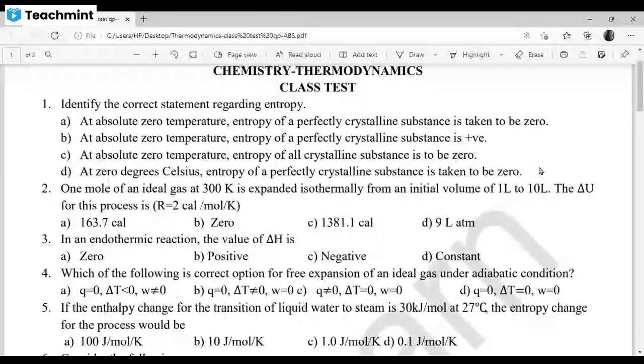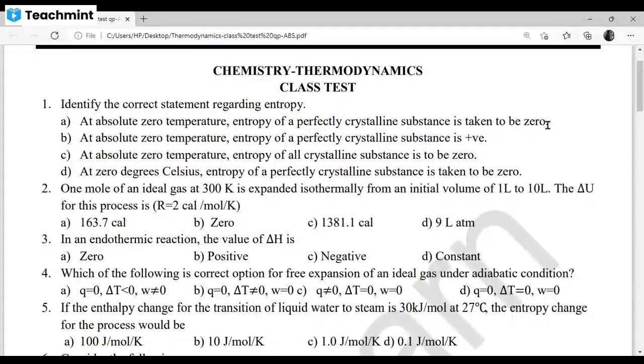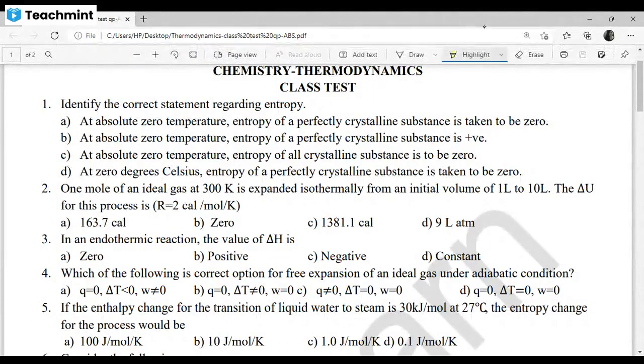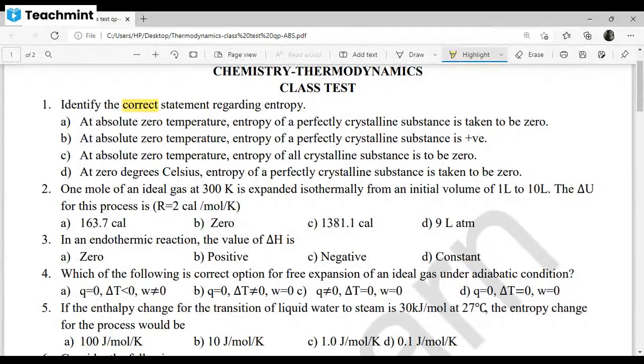Questions from this. See, the first question is identify the correct statement regarding entropy. Entropy means the disorderness in the system. How much disorderness is there in a system, that is entropy. So choose the correct option according to that. That is what is asked. Correct statement. You are asked to find the correct statement.